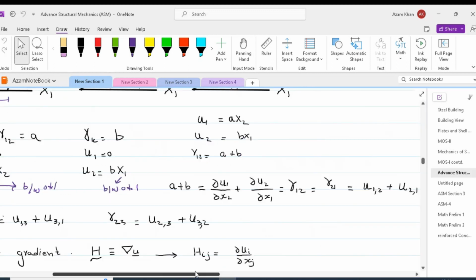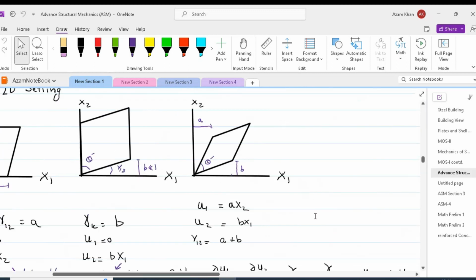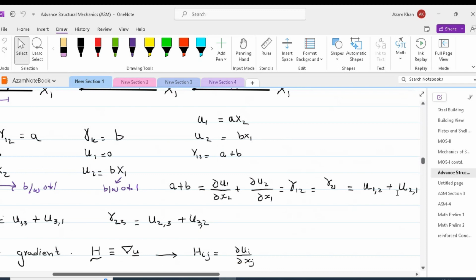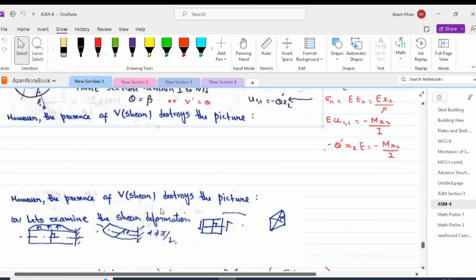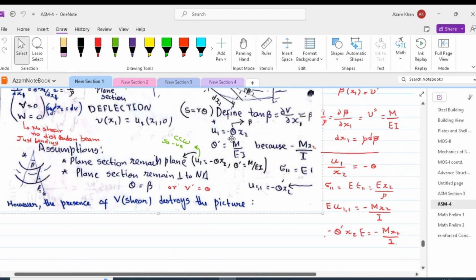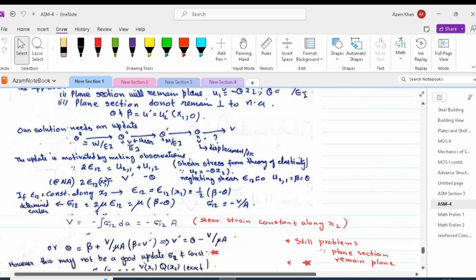shear expression. We said that our shear deformation is equal to u1,2 plus u2,1. That expression has been written over here, remembering that γ1,2 is equal to 2 times ε1,2. So 2ε1,2 is equal to u2,1 plus u1,2. Since u1 is equal to minus θx2, that is still valid. We can plug the value of u1 into this expression. ε1,2 is shear.